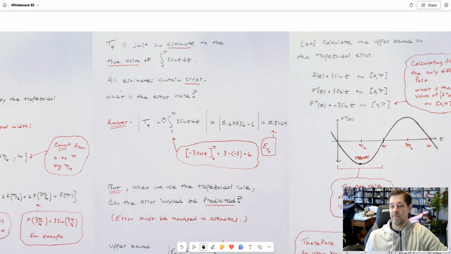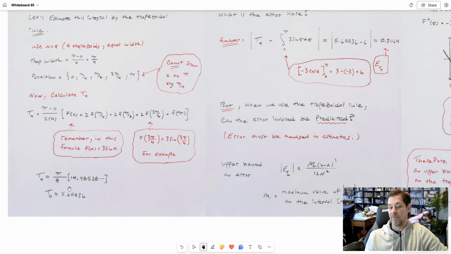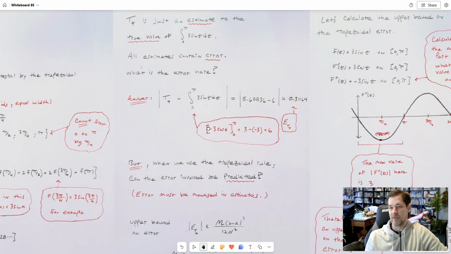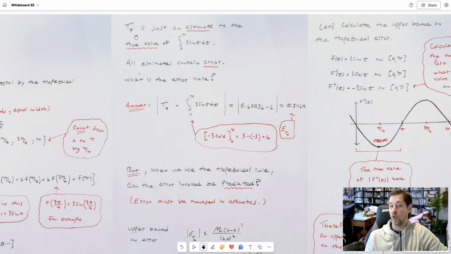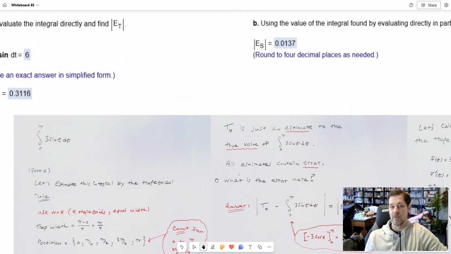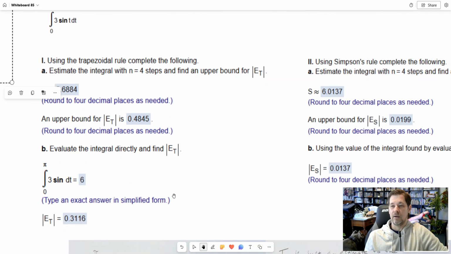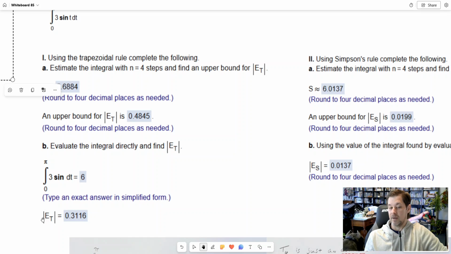So the perfect true answer to that integral is 6, and our estimate by the trapezoidal rule is like 5.6. See, they're different, okay? And I told you that would happen. This is only an estimate. So if I subtract those numbers and take the absolute value, I'll get the error in my estimate, and that turns out to be 0.3116 or so. In my math lab, it's rounded right here to 4 decimal places. Okay, that's my error, E_T.